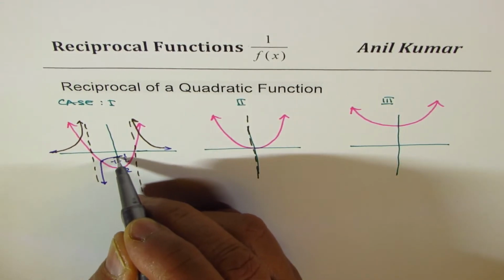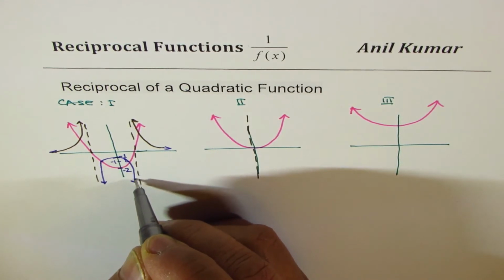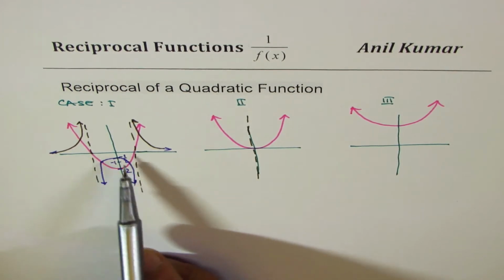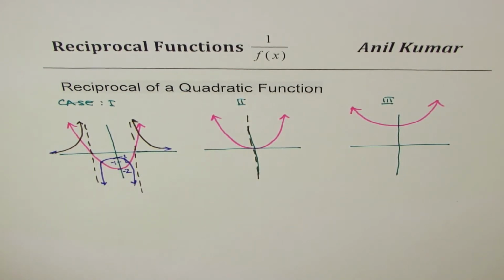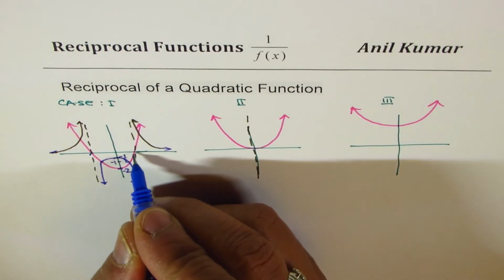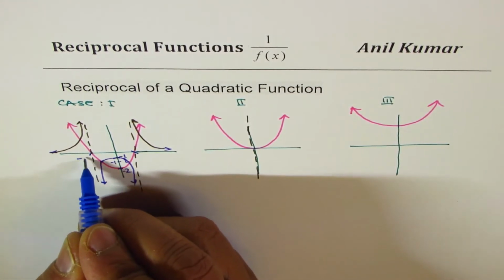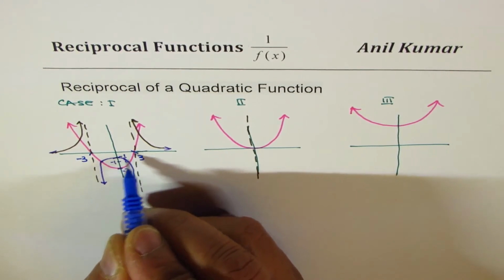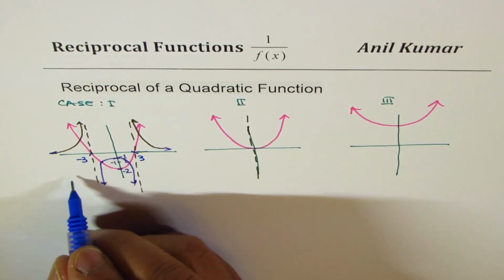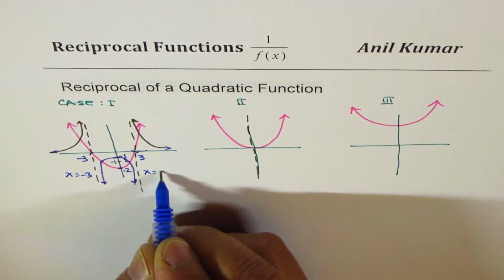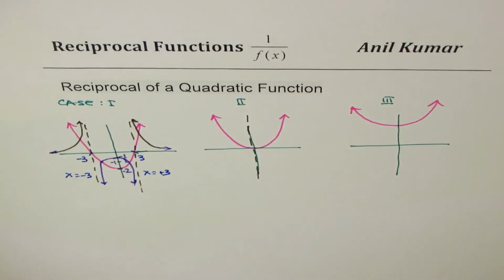So the graph will be a smooth curve, kind of like this. So that is how the reciprocal of a quadratic function with 2 roots will be, right? So let's say these are the 2 roots for us, and let's say these roots are at minus 3 and plus 3, correct? So we'll have vertical asymptotes at x equals minus 3 and x equals plus 3. Perfect.